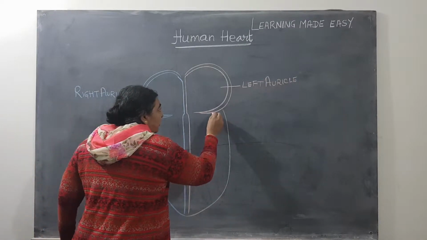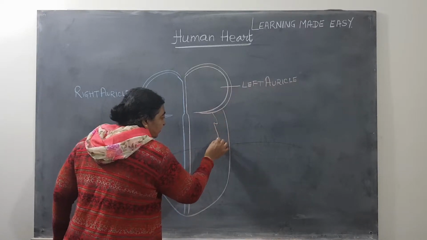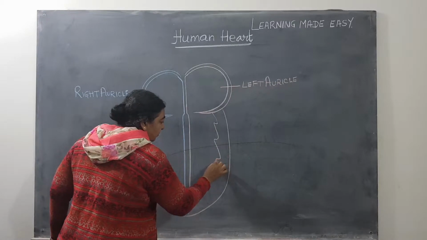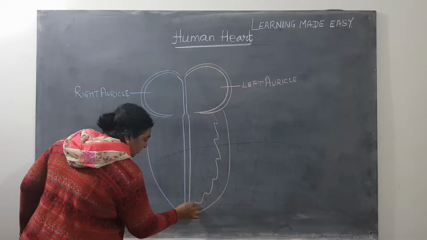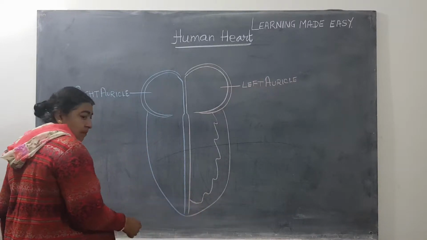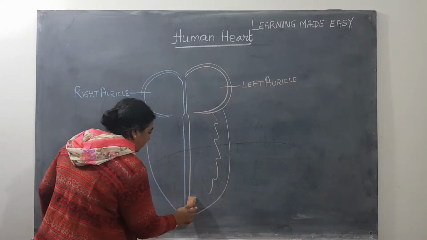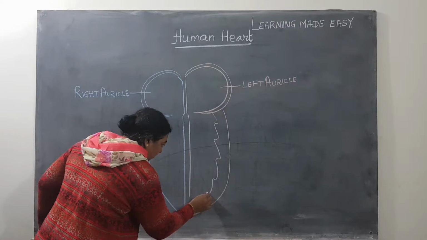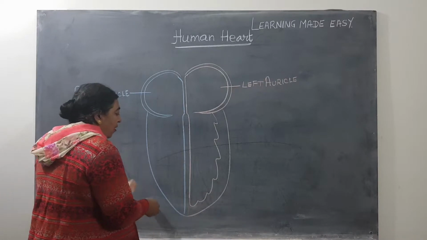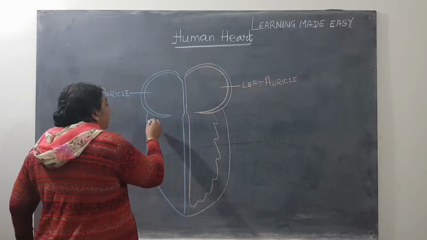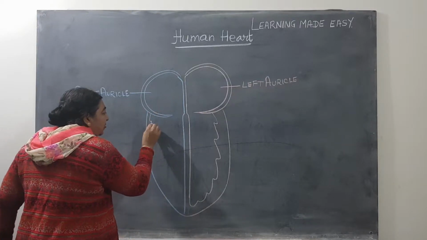The wall of the left ventricle is thick, while the wall of the right ventricle is quite thin as compared to the left one.